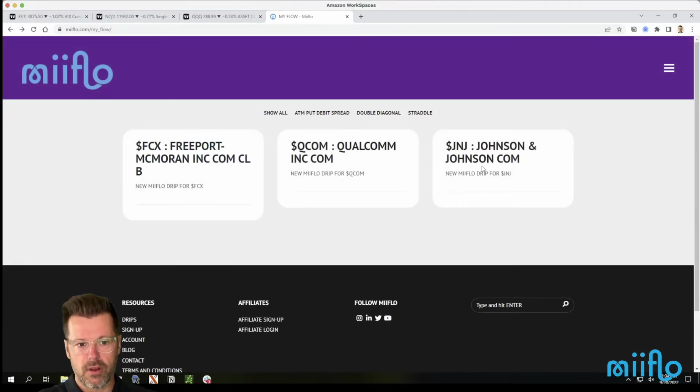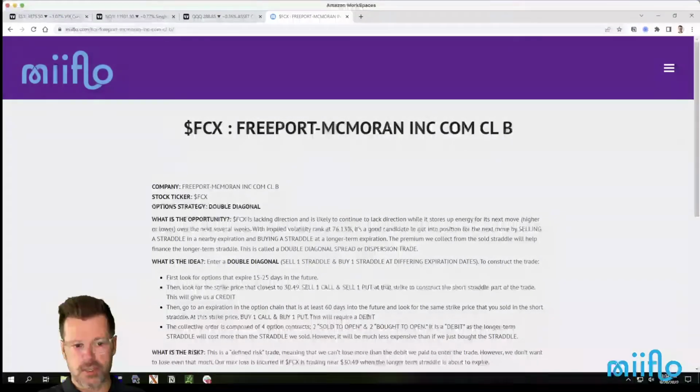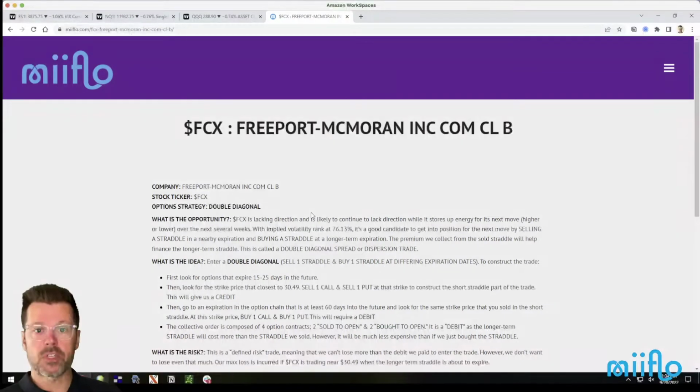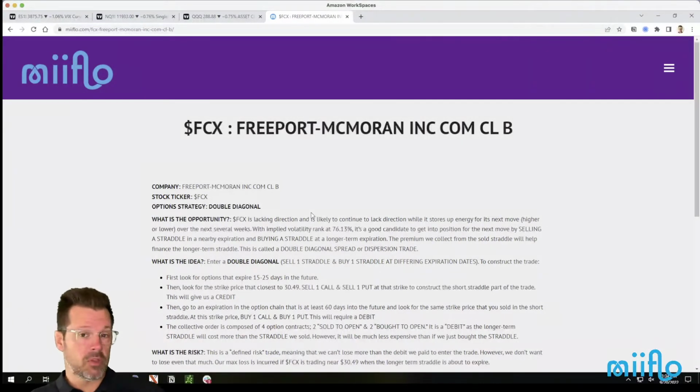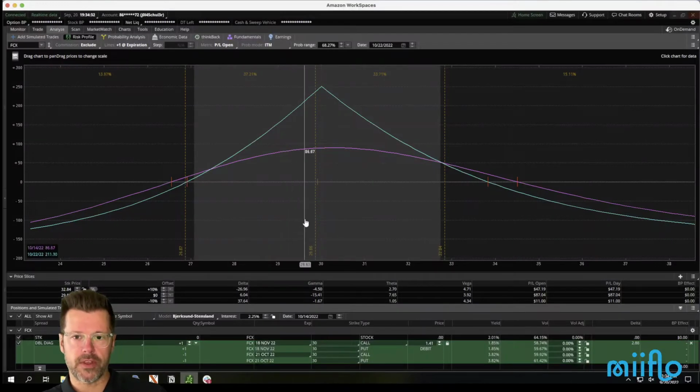So here are a number of ideas listed today in my flow of ideas. I took a look at Freeport McMoRan and it said it's great for a double diagonal, which is a type of dispersion trade. You've likely never heard of what a dispersion trade is, so I'm going to walk you through what this is, how these work, and how I put this trade on in Freeport McMoRan. Maybe that gives you a new idea for how you could express an idea in a market. Okay, we're going to jump over to a platform called Thinkorswim.